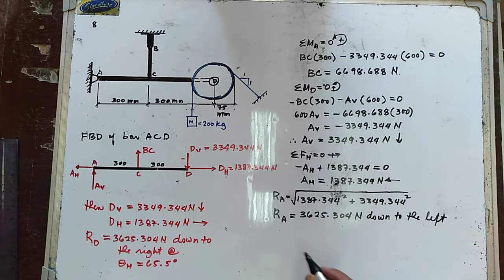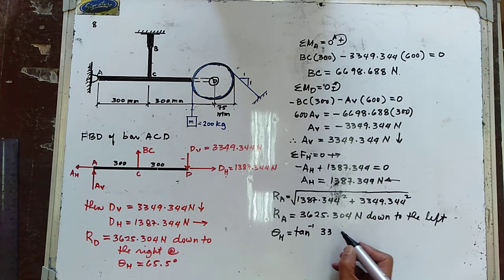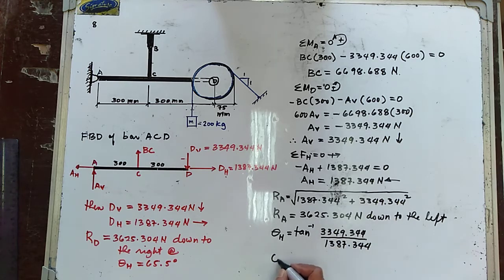Now, the angle that the total reaction at point A makes with the horizontal is now equal to the arctangent of A vertical, 3349.344 all over 1387.344. So the angle it makes with the horizontal is equal to 67.5 degrees.